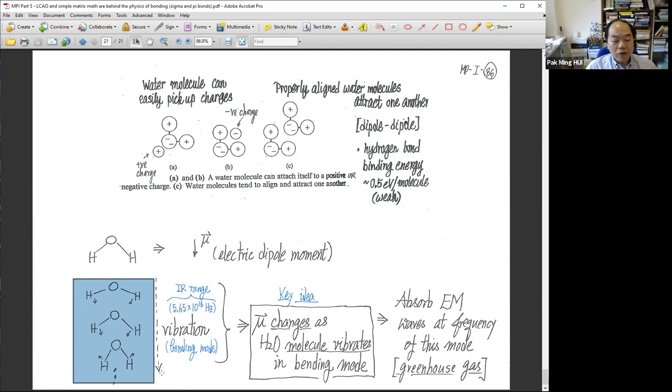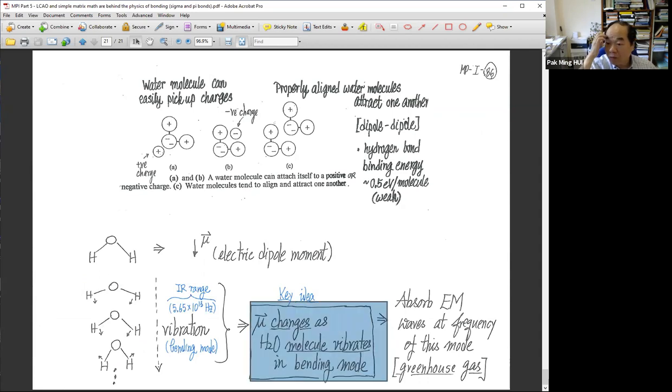So here, for this mode, the take-home message is the following. The electric dipole moment is changing as the molecule is vibrating, okay? That is the key point I want to convey. Do you see that? It is not just a permanent, constant electric dipole. It is changing as the molecule vibrates. That's the key point, okay?